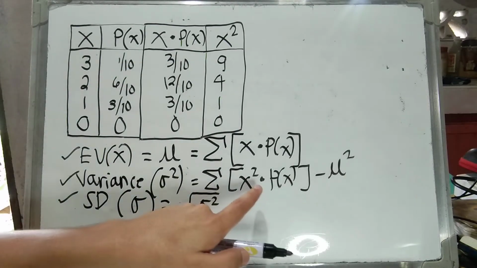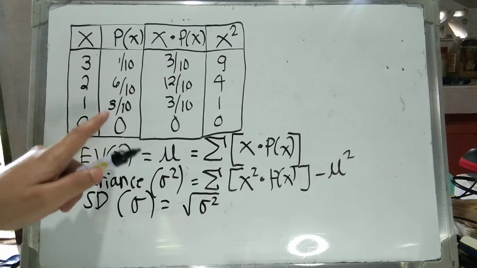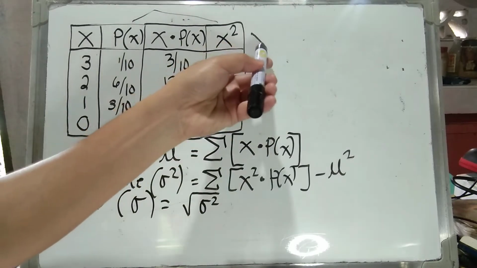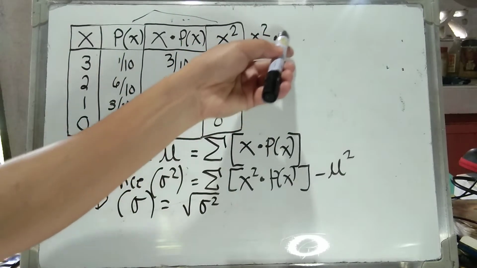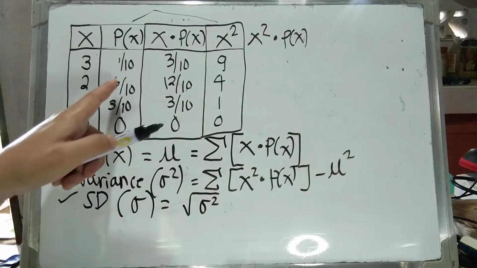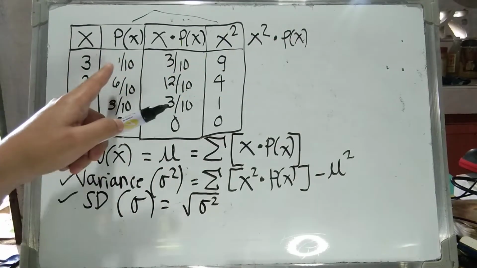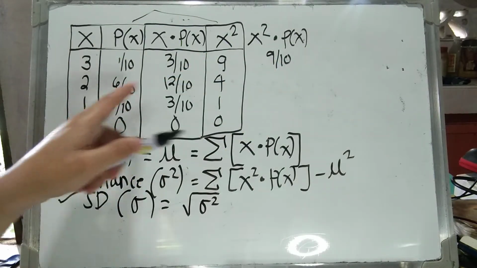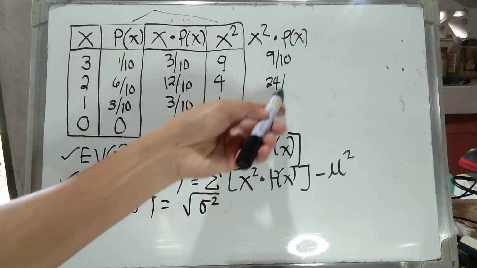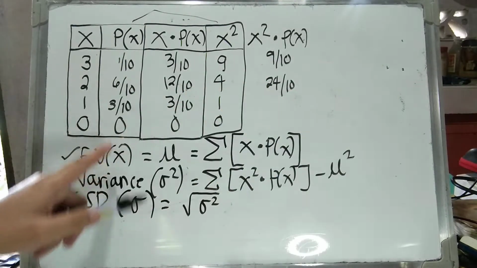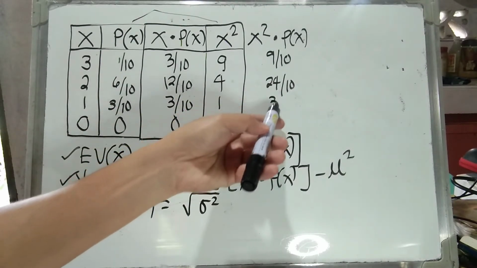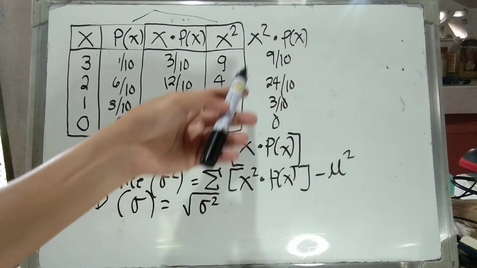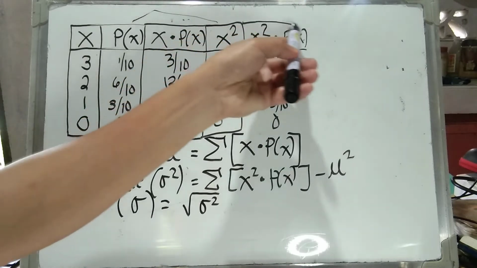And according to the formula, we have to multiply the square of that random value and its probability. So basically, we are referring to these two columns from this format, the square of your random values times the probability. 1 over 10 times 9 is 9 over 10. 6 over 10 times 4, so you will have 24 over 10. Then 3 over 10 times 1 will be 3 over 10. And then 0 times 0 will be 0. So this is now our fifth column.